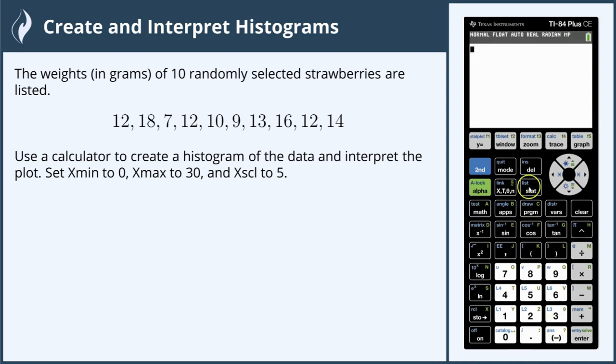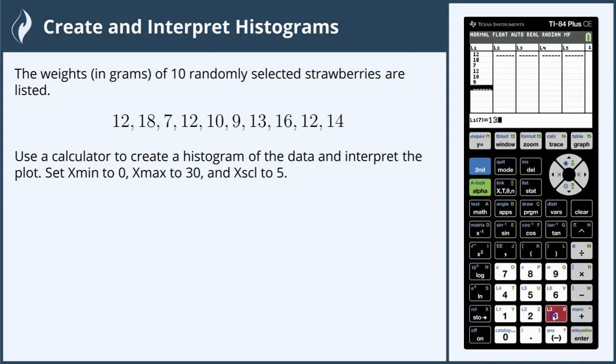So we go to Stat and Edit, and then we'll type in our values, so 12, 18, 7, 12, 10, 9, 13, 16, 12, and 14. And we can see that that's 10 values. Now we're going to go create our histogram.